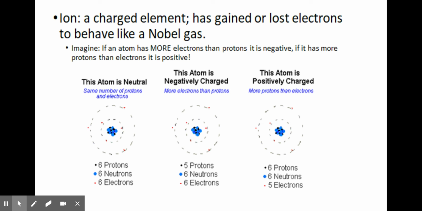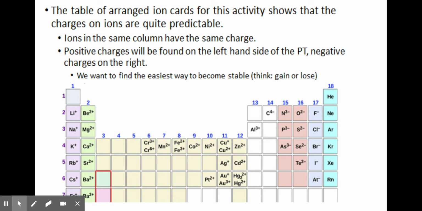So again, this is representing a neutral atom, a negatively charged atom, and a positively charged atom. A negatively charged atom is where we have more electrons than protons, because we think about those charges, they can't balance each other out. And if an atom is positively charged, there are more protons than we have electrons.